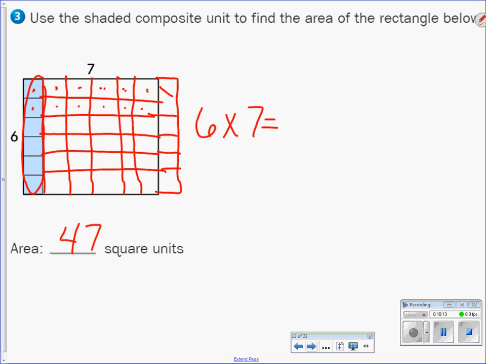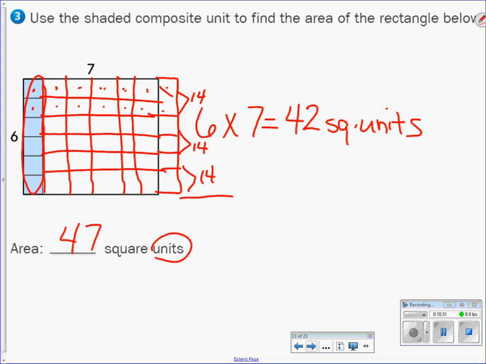And then just count each one. Okay, this is 7 plus 7 is 14. And then add those up. And that's how you come up with your 42 square units. Because there's no measurement, we're going to use just units, meaning this is 1 unit.